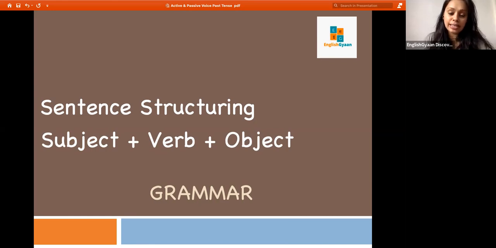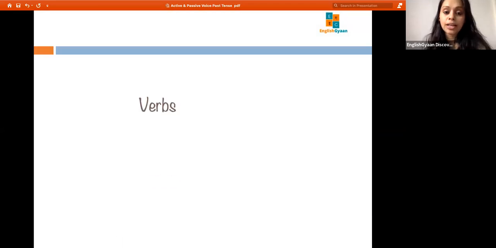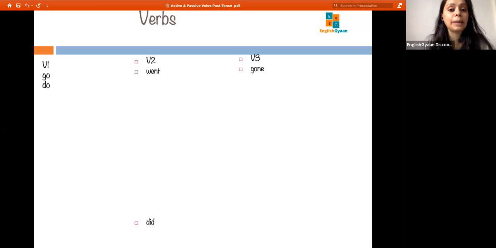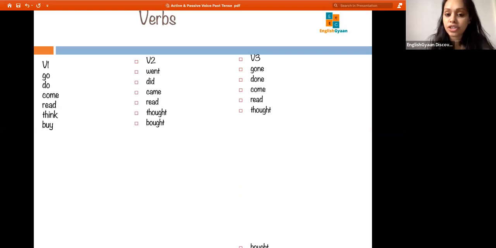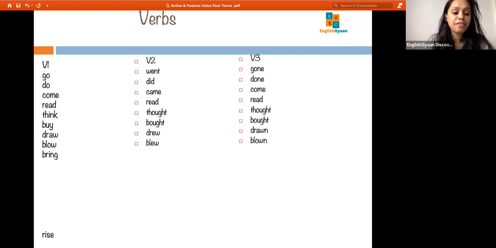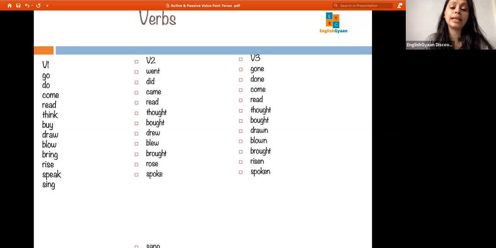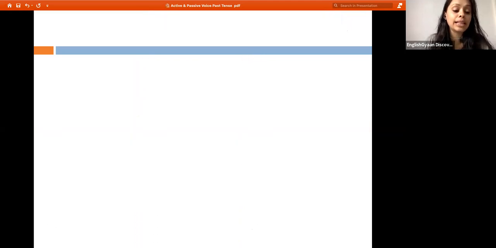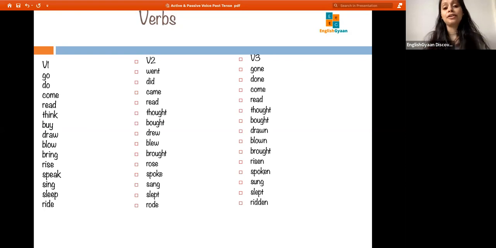Now, in most sentences, the subject and object remain the same, only the verbs keep on changing. So we need to know what verbs are. There are 3 types of verbs: V1, V2, and V3. As you can see on your device, V1 is nothing but simple present tense, something that we do generally. V2 is simple past, something that happened yesterday or last week. And V3, I will explain in a better way when we do tenses together. For the moment, you need to go through this verbs chart because it's very important.